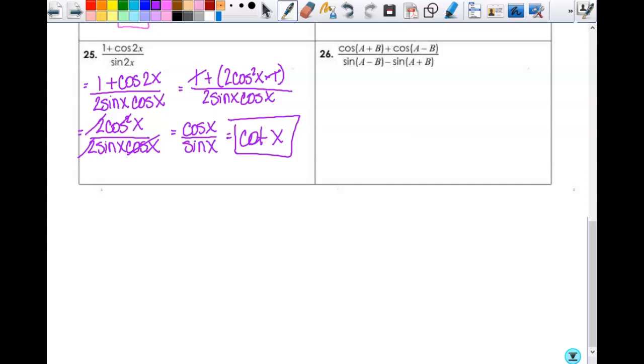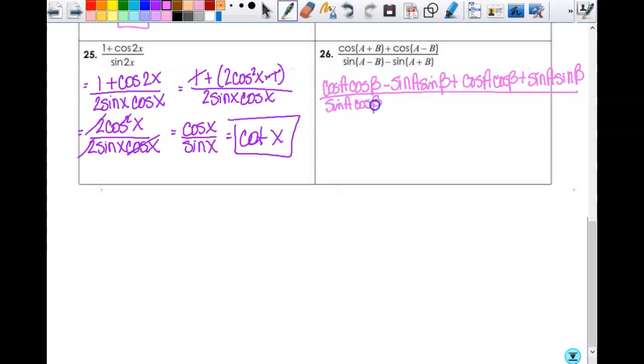All right, so number 26. I've got to substitute the sum and difference of angles. So I'm getting all of this stuff straight from my reference chart. So this becomes cosine A times cosine B minus sine A sine B plus cosine A cosine B plus sine A sine B. Then I'm going to substitute all of this stuff in the denominator. This gives me sine A cosine B minus cosine A sine B minus, now I'm subtracting something with more than one term, so I need parentheses, sine A cosine B plus cosine A sine B.